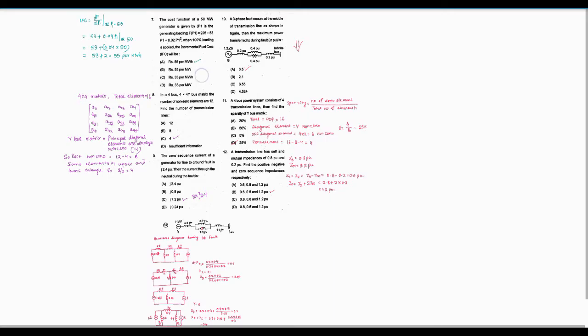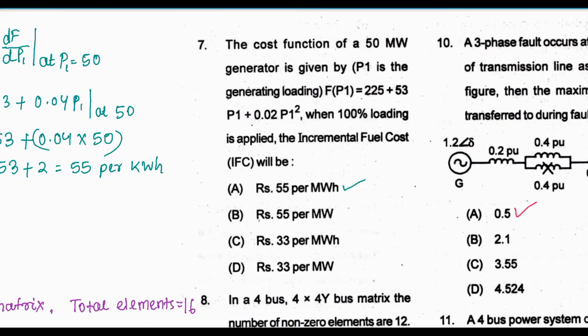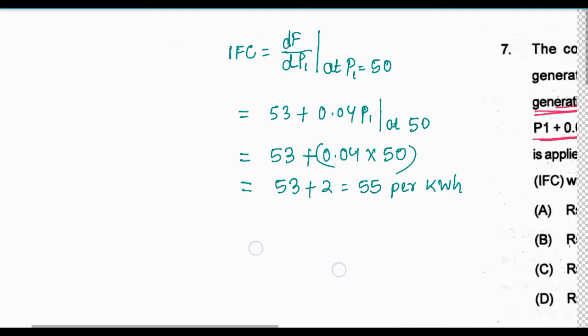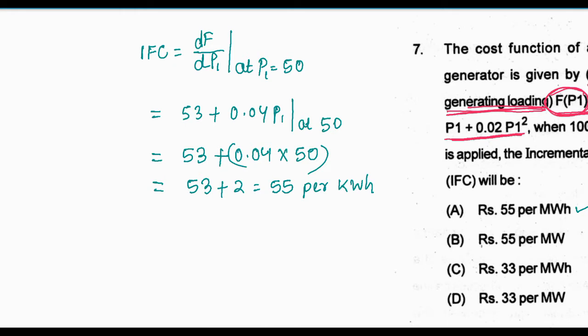Next, question number 7: given that the cost function of a 50 megawatt generator is given by F of P1 equal to 225 plus 53 P1 plus 0.02 P1 square, and P1 is the generator loading. So this is the loading function. Then when 100% loading is applied, the incremental fuel cost is, so incremental fuel cost is directly given by dF by dP, or here dF by dP1.